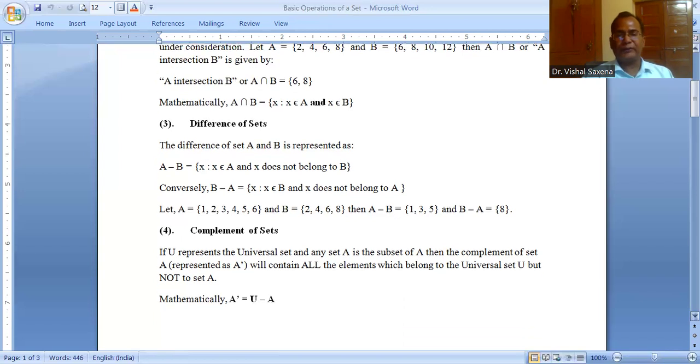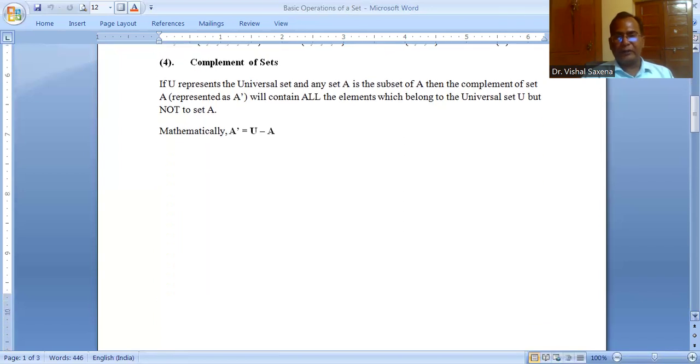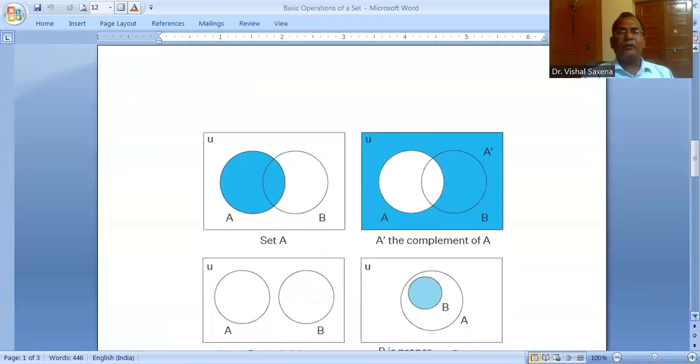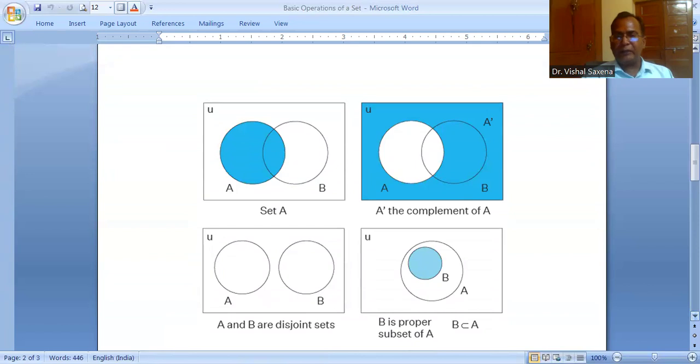Now we take an example to explain this here. Now we are taking the Venn diagram to explain these concepts more.